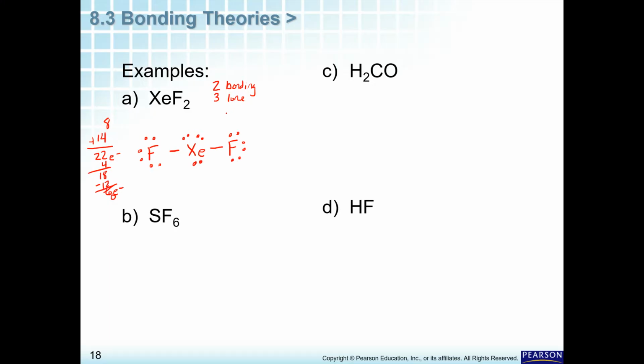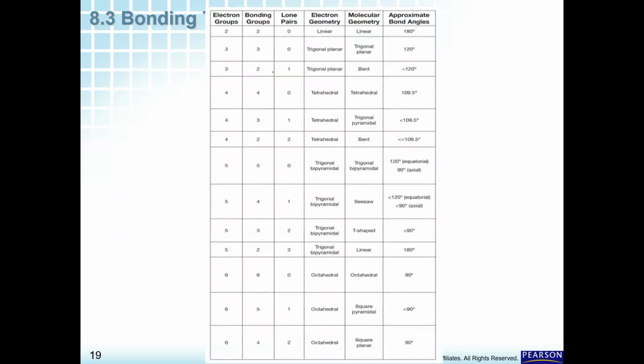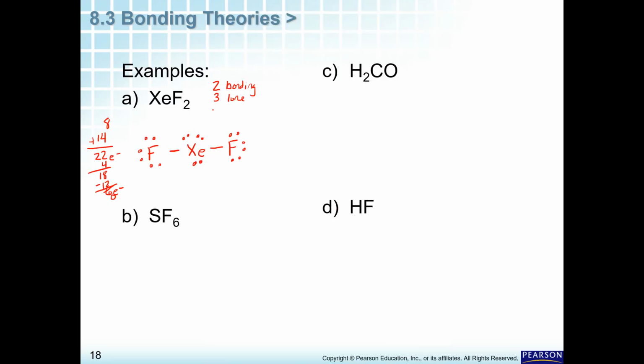Then we're going to go to our chart and find where it says 2 bonding and 3 lone. So here's my bonding. This one says 2 and 0, 2 and 1, 2 and 2. Here we got 2 bonding, 3 lone pairs. If I go over here to my molecular geometry, we're going to see that it is linear, which is about 180 degrees. So we're going to say that this structure right here is linear for our shape.